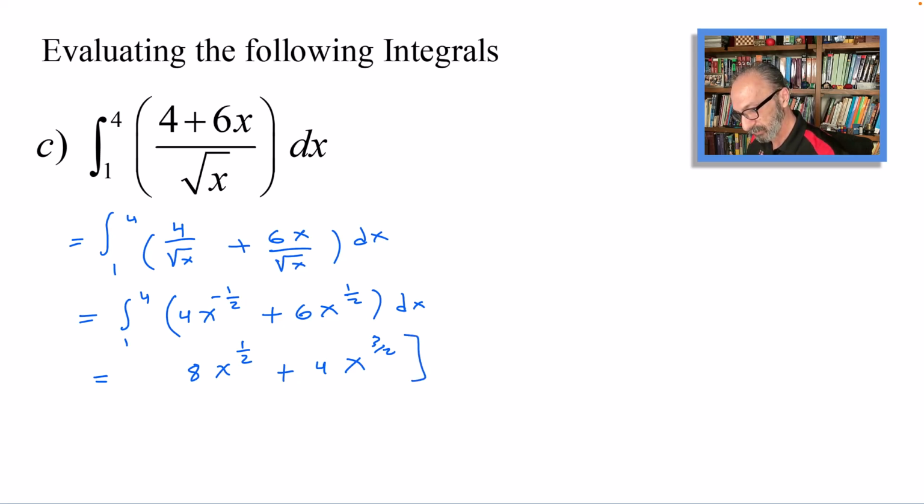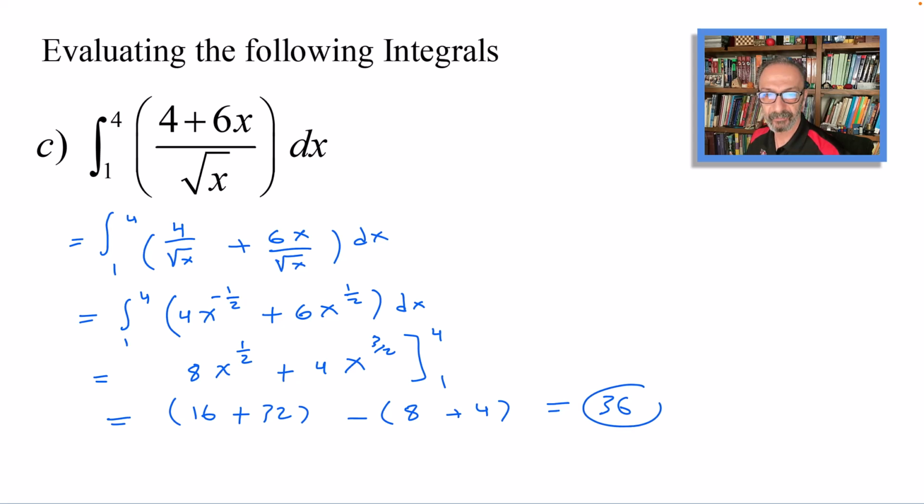And we need to plug in the numbers 1 and 4 instead of writing plus c. That will give me 16 plus 32. That's after you plug in 4. Minus plug in 1. 8 times 1 to the half is 8. And 4 times 1 to the power 3 over 2 is just 4 times 1. And that's 4. Subtracting and adding, that is 36.